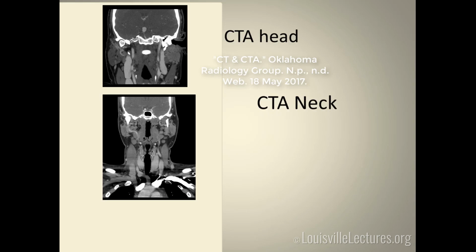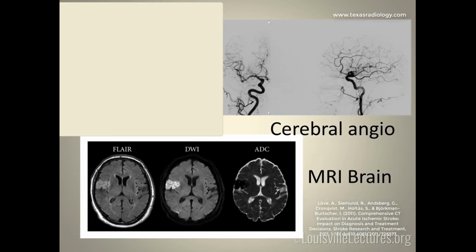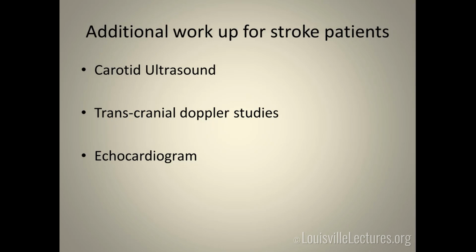So these are again the different scans which we do: CTA head, CTA neck, MRI brain, cerebral angio. And what other additional workup we do for stroke patients? We do an echocardiogram in most of the patients, because oftentimes we find patients who may have more than one etiology. A patient may have carotid stenosis, but may also have atrial fibrillation or a thrombus sitting in the heart. So we do see that sometimes. So we do an echocardiogram in all the patients. We check the blood vessels in all the patients, and transcranial Doppler as needed, carotid ultrasound as needed. It depends on what we see on the CT angiogram.